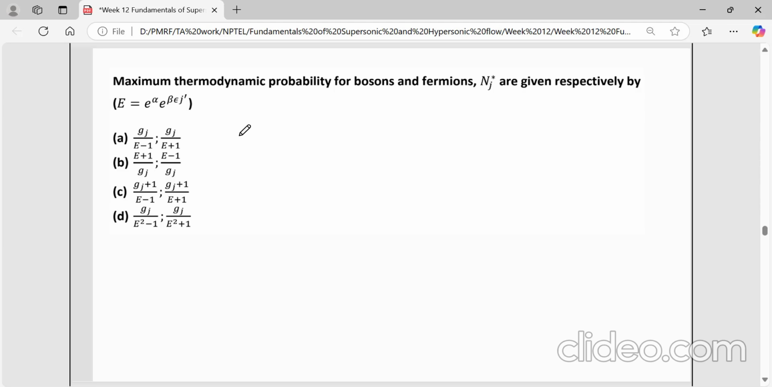Maximum thermodynamic probability for bosons and fermions, Nj star, are given respectively by, here E equals e to the power alpha, e to the power beta epsilon j dash. Option A: Gj upon E minus 1, Gj upon E plus 1. Option B: E plus 1 upon Gj, E minus 1 upon Gj. Option C: Gj plus 1 upon E minus 1, Gj plus 1 upon E plus 1. Option D: Gj upon E square minus 1, Gj upon E square plus 2. What will be the answer for this problem?